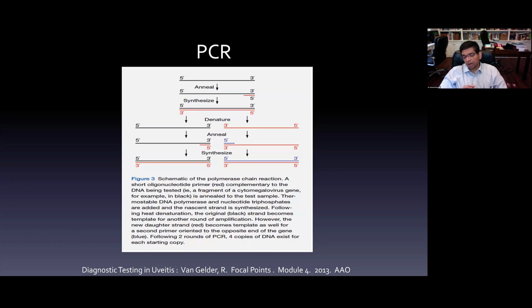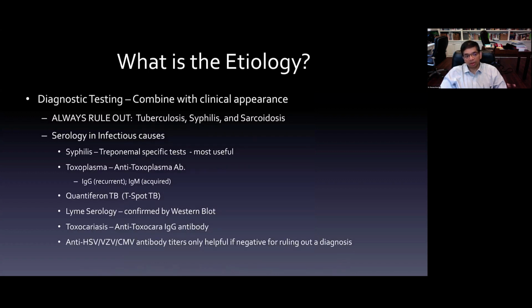But polymerase chain reactions have been perfected to the point where we can use a small sample of about 0.1 cc of aqueous, and that can test for at least 4 viruses based on that small sample. And so viral PCR has become a standard thing that we often do in our office setting when we're looking at patients we suspect have viral anterior uveitis.